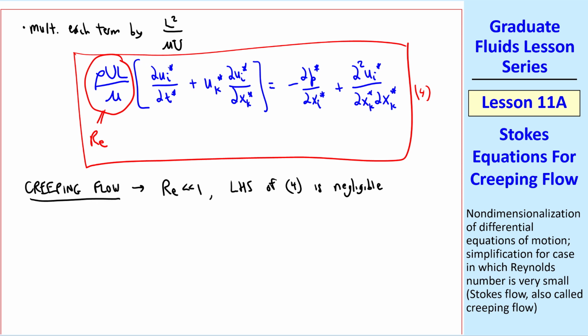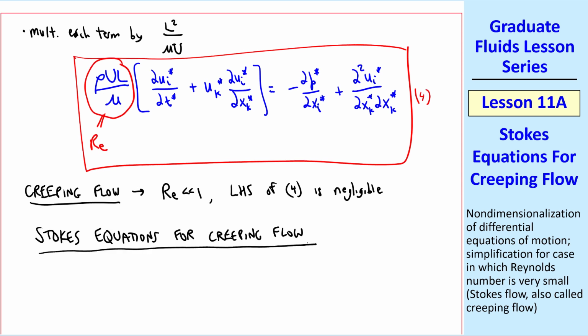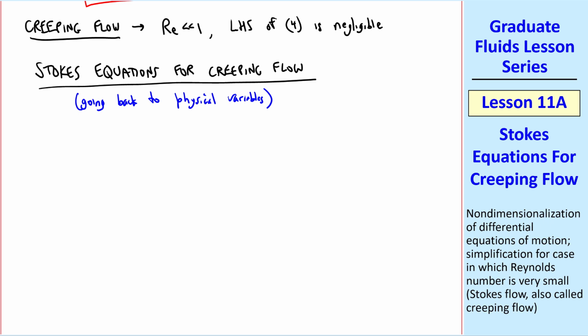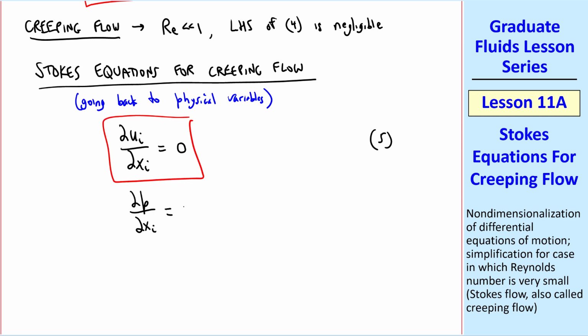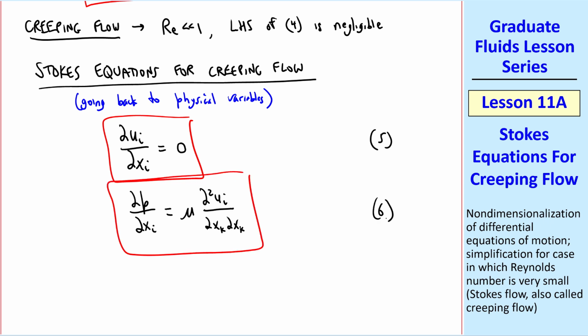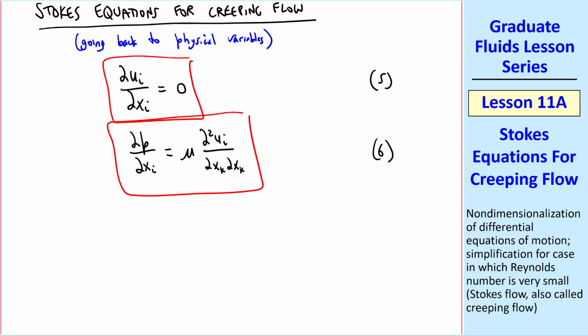Thus we have Stokes equations for creeping flow, and going back to physical variables instead of non-dimensional variables, we can write continuity and Navier-Stokes as ∂ui/∂xi equals 0. I'll call that equation 5. And ∂p/∂xi equals mu ∂²ui/∂xk∂xk. I'll call that equation 6. These are in tensor notation.